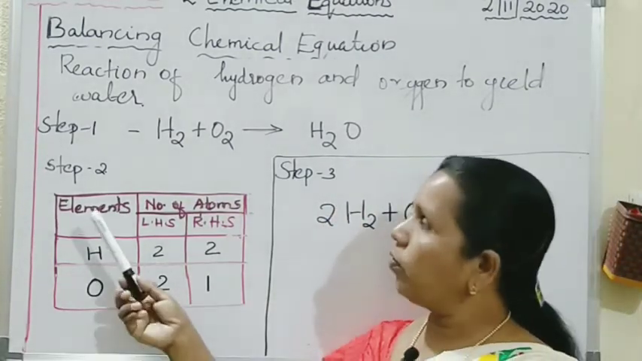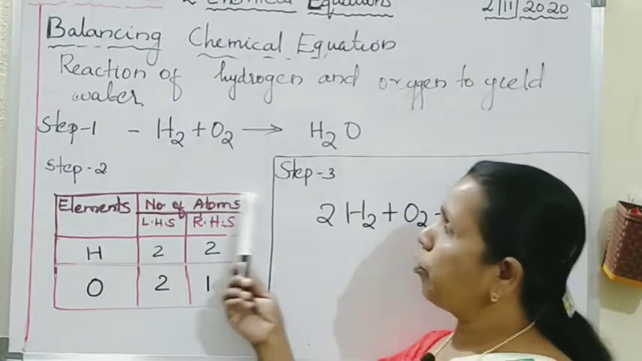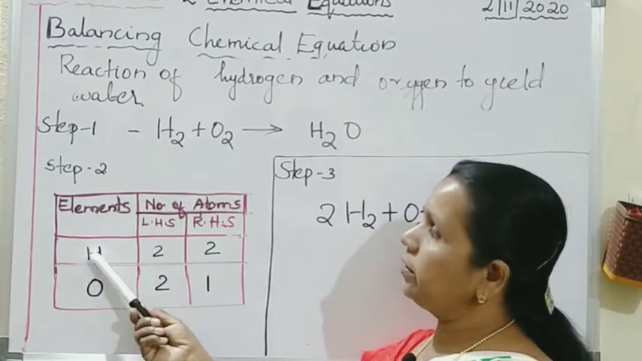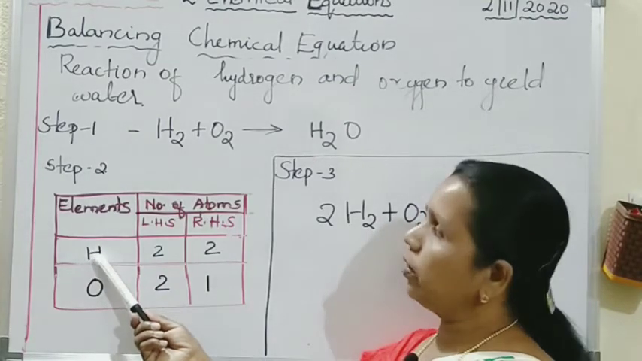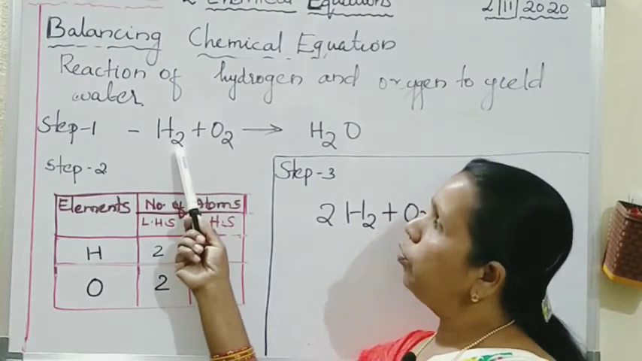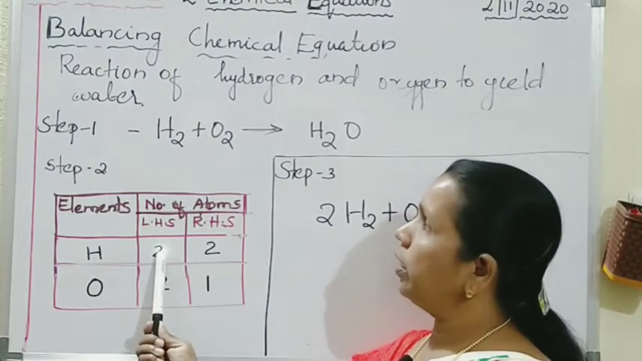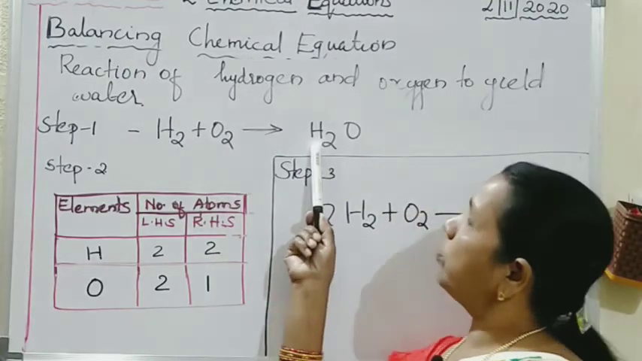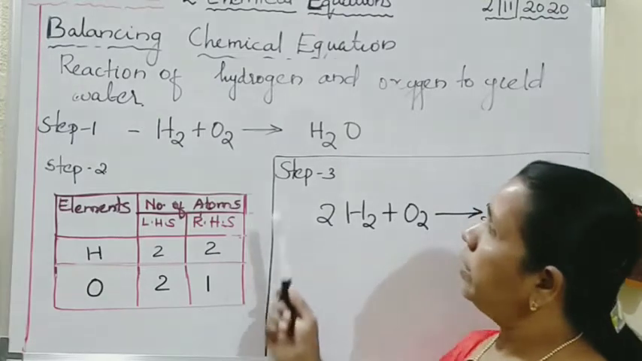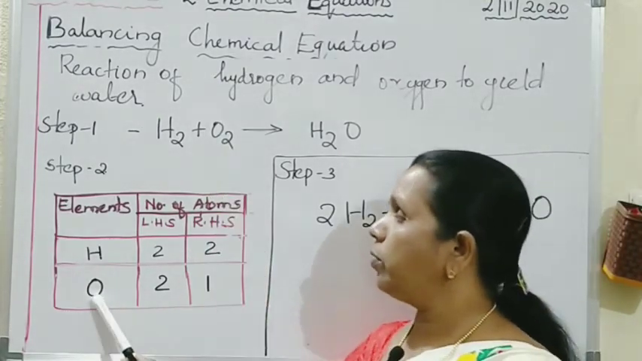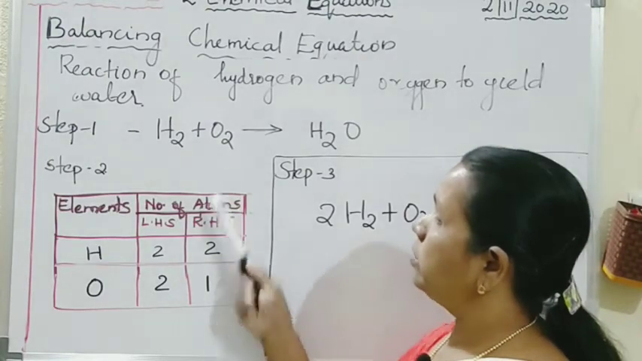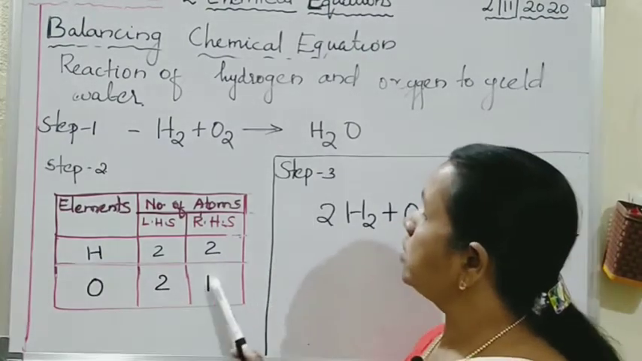Here I wrote one column for elements and the number of atoms in LHS and RHS. What is the first one? Hydrogen, simple H. How many atoms are there in the LHS? 2 hydrogen atoms. On the RHS, how many? 2 hydrogen atoms are there. Then now go to oxygen. Oxygen symbol O. In LHS it is 2 and in RHS it is 1.